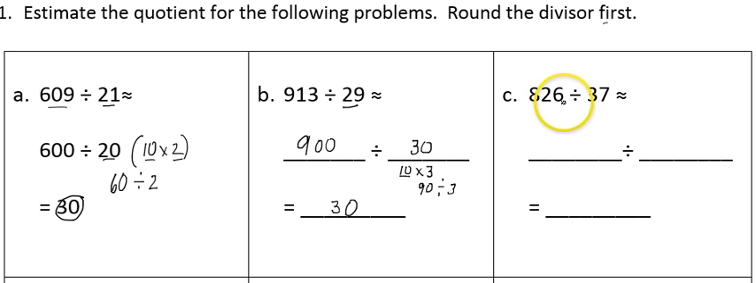For the next problem, I have 826 divided by 37. I'm going to round 37 to 40, thinking of that as 10 times 4. Then 826, I could round to 800, because 800 divided by 10 would be 80, and then 80 divided by 4, well, I can think of that as 8 divided by 4 is 2, and since it's 8 tenths divided by 4, it would be 2 tenths, which means my estimated answer is 20.